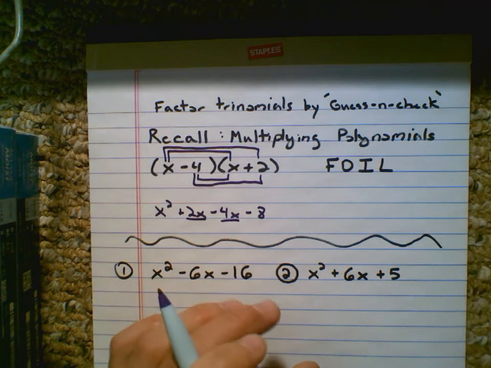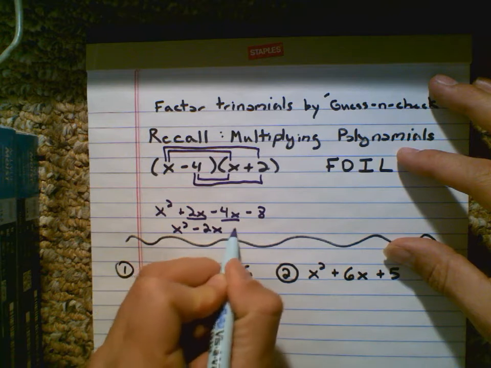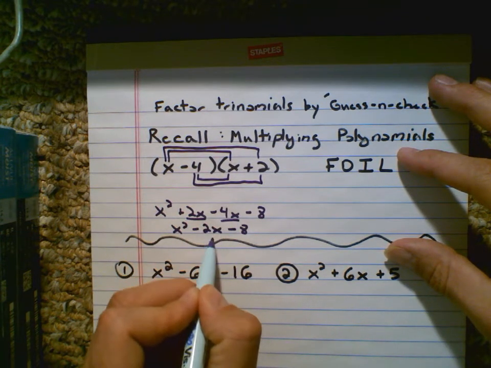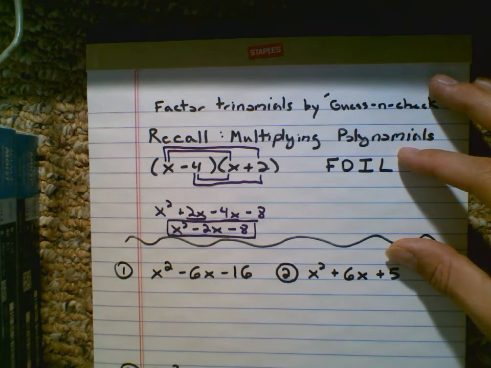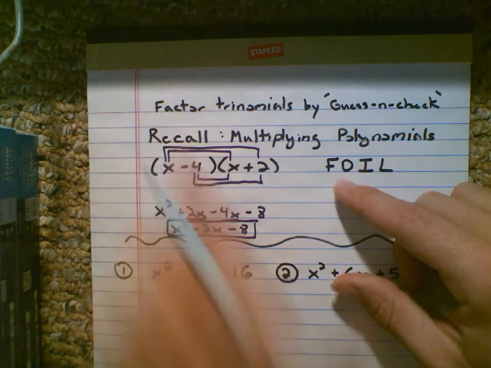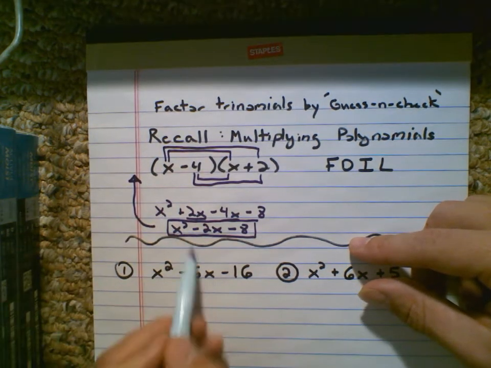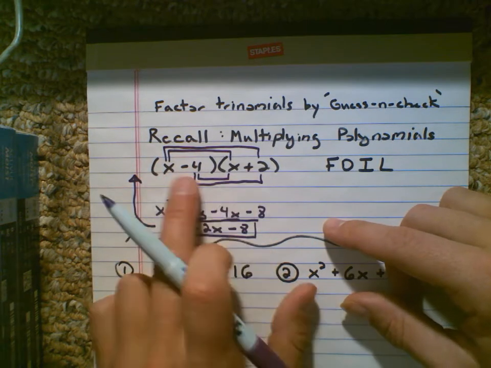We can put those together. So we get x squared minus 2x minus 8. When I take 2x minus 4x, I get negative 2x. This would be the product of these two binomials. What factoring is, is going the opposite way. We're going to be given a trinomial, something with three terms, and we need to factor it into two binomials.